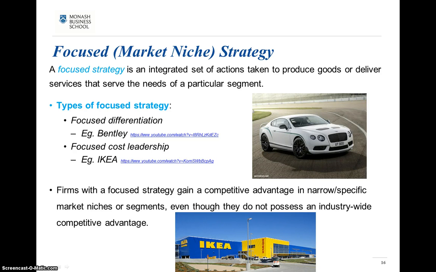Alright, so having looked at now both the differentiation and also the low cost strategies, we're going to look at the third of the business level strategies that were identified by Michael Porter. And as you can see, it is the focused or market niche strategy.